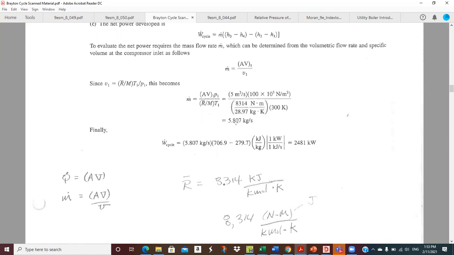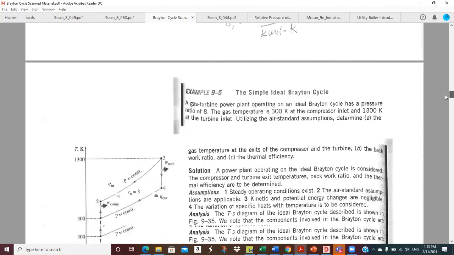That oftentimes shows up in these problems too. And then to get the total cycle work, you get the mass flow times the net work, which is what the turbine's doing minus what the compressor absorbs. The difference times the mass flow, with a little unit conversion, comes out to 2481 kW. Okay, all right, let's go on.